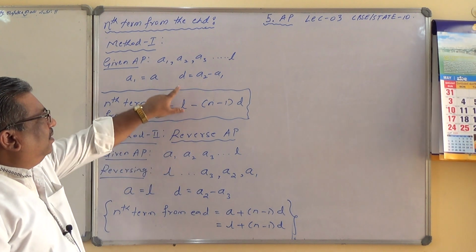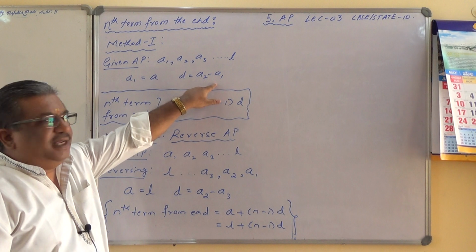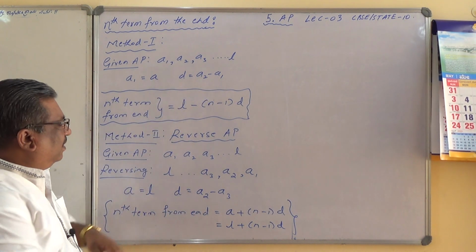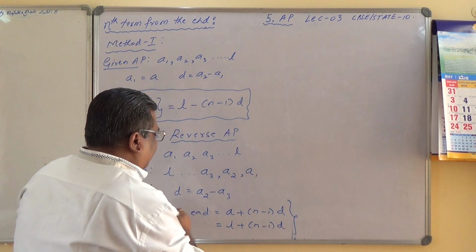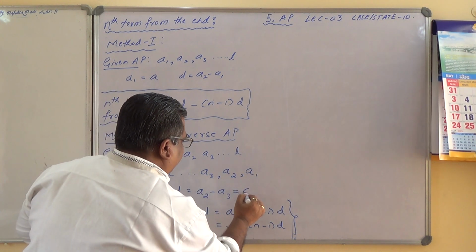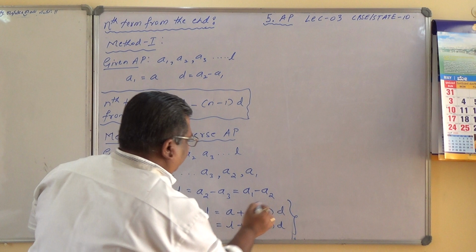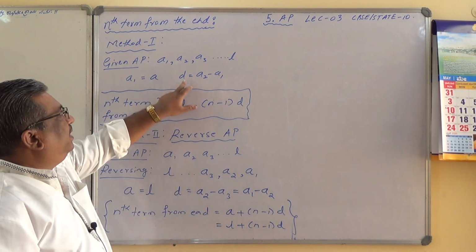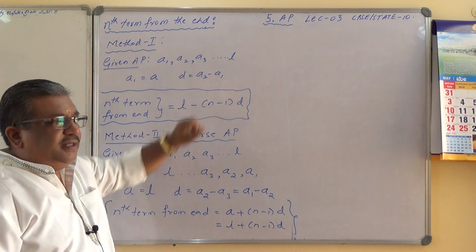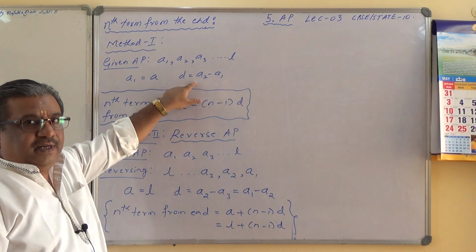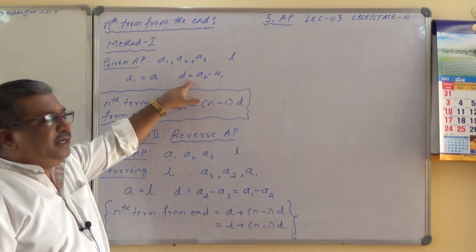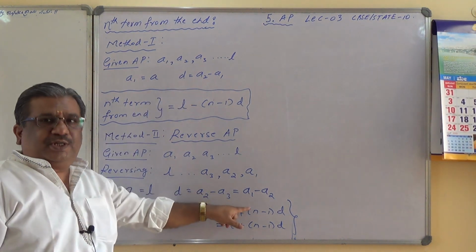See, d here is a2 minus a1. Here it is in terms of, okay, just a moment. In terms of this, if I write, which is also equal to a1 minus a2. See here, d is a1 minus a2 and here it is a2 minus a1. Therefore, if d is positive here, d will become negative here. If d is negative here, d will become positive over here.